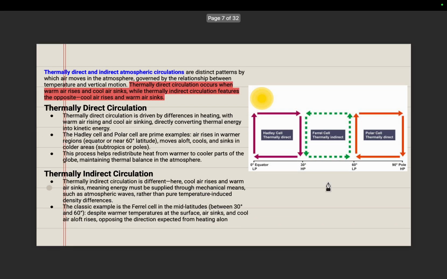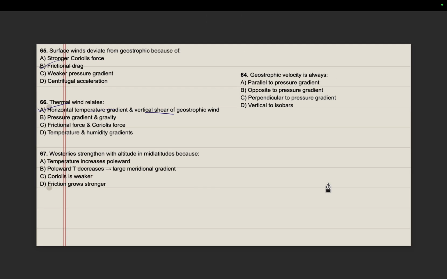Question 67. Do the westerlies strengthen with altitude in the mid latitude because temperature increases poleward, temperature decreases poleward with a large meridional gradient, Coriolis is weaker, or friction grows stronger? Option B is correct.